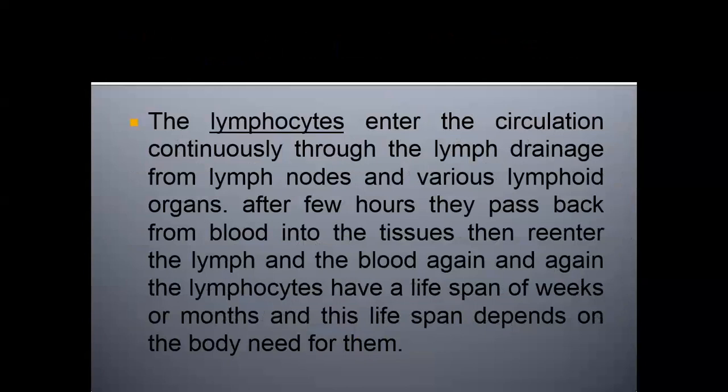As for the lymphocytes, here the matter is somewhat different. They enter the circulation continuously through the lymph drainage from the lymph nodes and various lymphoid organs. After a few hours, they pass back from the blood to the tissues and they re-enter once again. So it's a state of recirculation between the lymph, the tissues, and the blood, again and again. The lymphocytes have a lifespan of weeks or months, and this lifespan depends on the body's need of them. Sometimes some subsets of lymphocytes, especially the memory cells, have a lifespan of years.